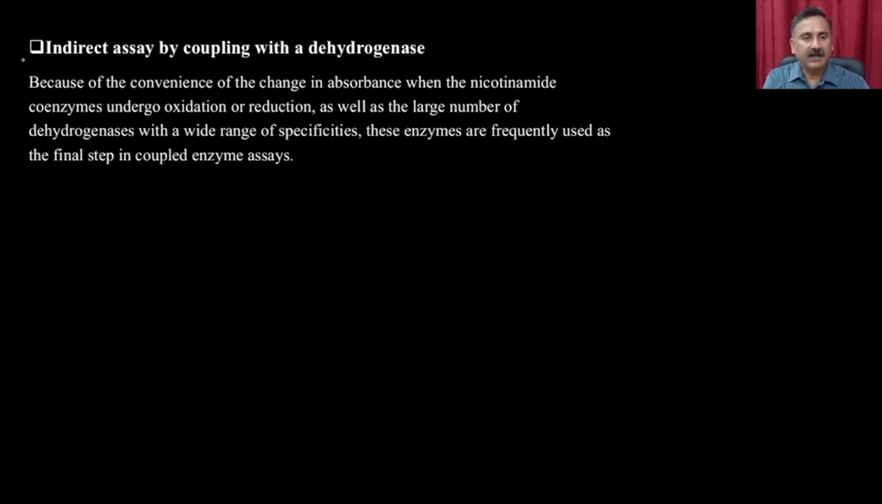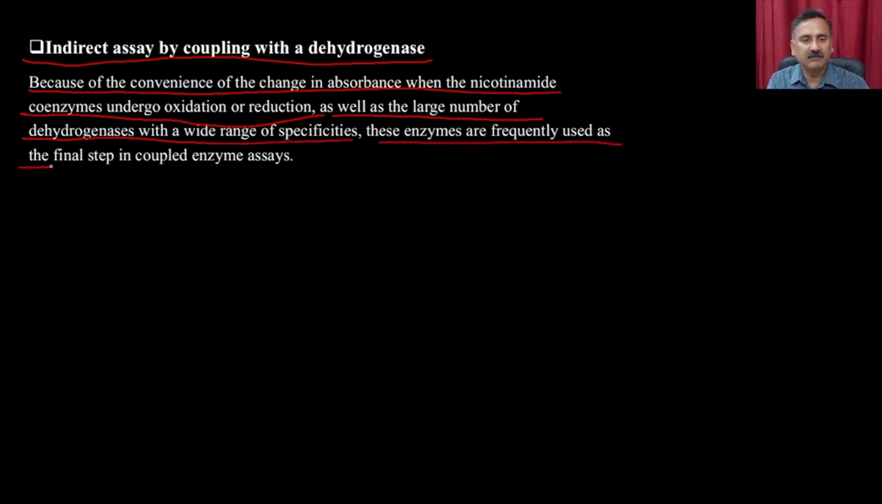Then we have the indirect assay by coupling with a dehydrogenase. Because of the convenience of this change in absorbance when the nicotinamide coenzyme undergoes oxidation or reduction, as well as the large number of dehydrogenases with a wide variety of specificities, these enzymes are frequently used as the final step in coupled enzyme assays. So you can couple these assays with another enzyme, and that's how you can measure the activity.